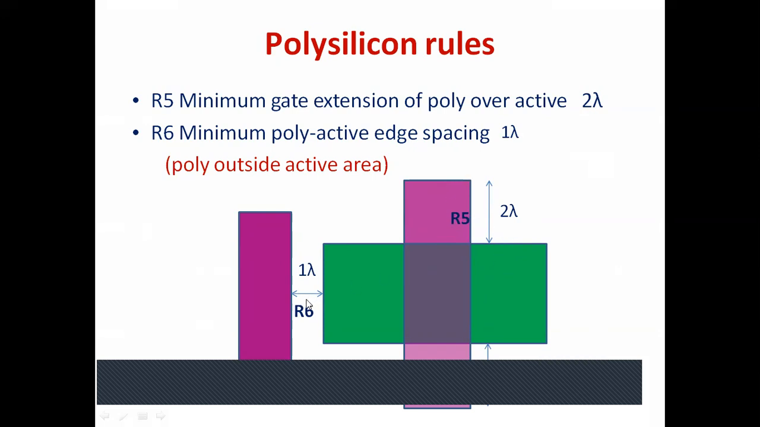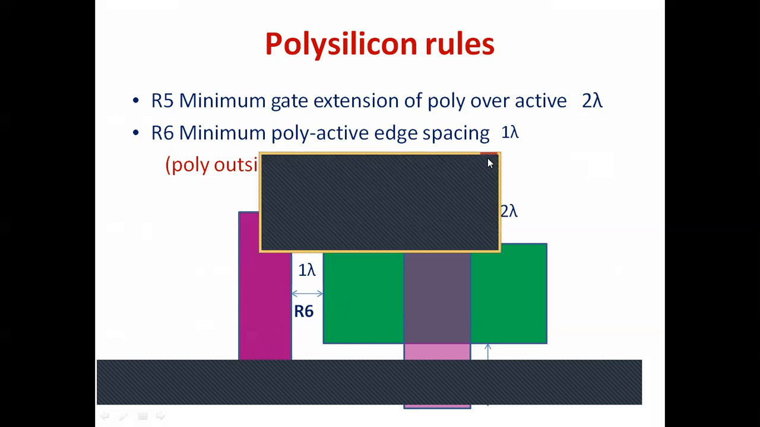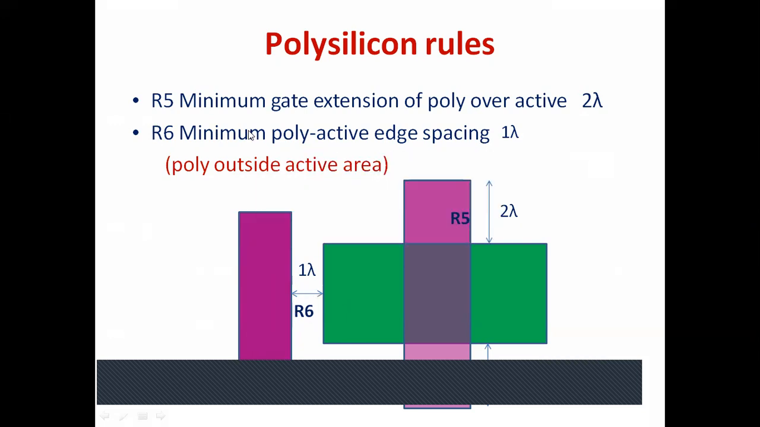Now similarly, separation: minimum poly active edge spacing. So this is poly spacing. If you see, this is polysilicon edge and this is active area edge. So this is the spacing between polysilicon edge and active area edge, and poly is outside active area. Remember, poly is outside active area. So this has to be 1 lambda. Okay, so this is R5 and this is R6.